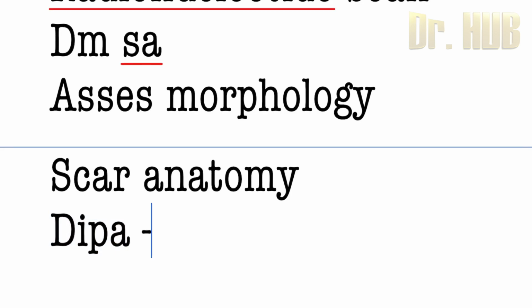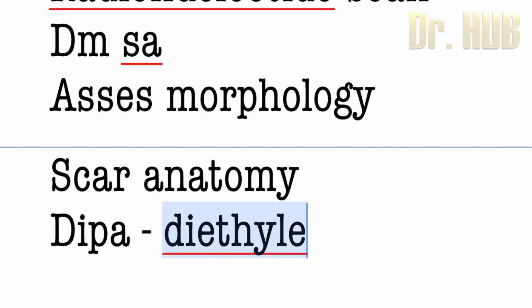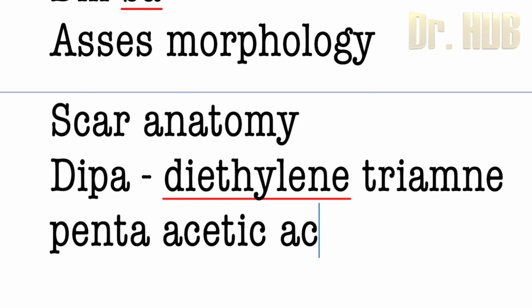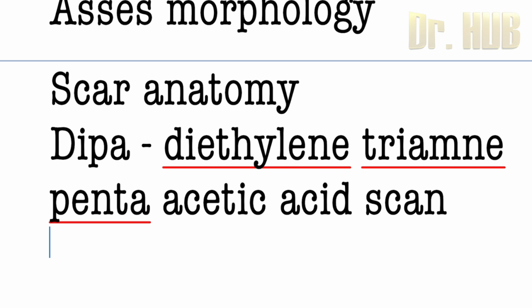Then you also have the DTPA, that is the diethylene triamine penta-acetic acid scan. This is to evaluate the renal perfusion and the function.